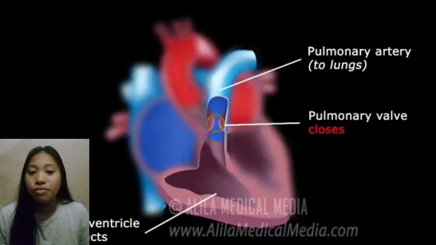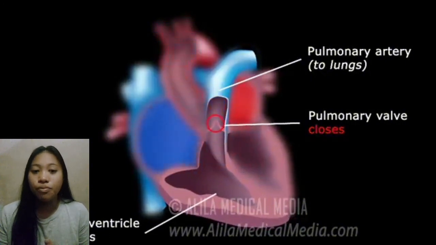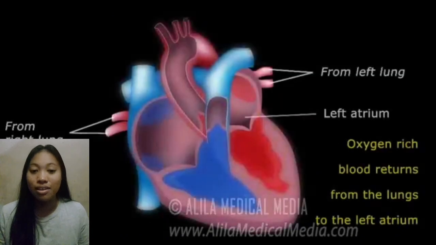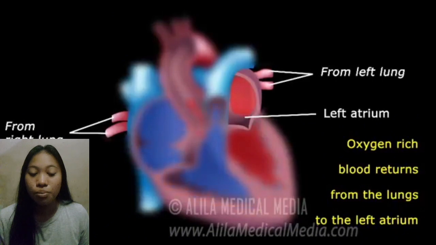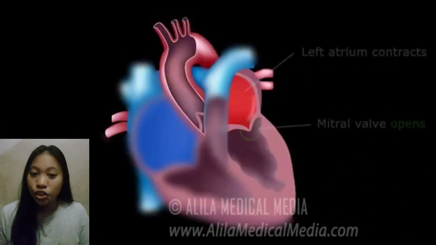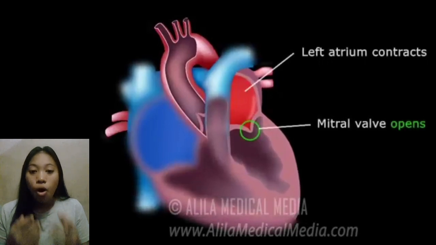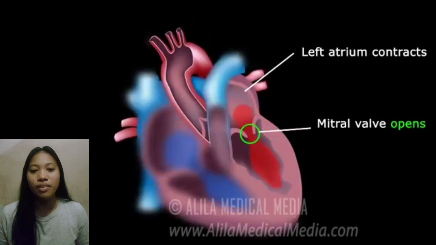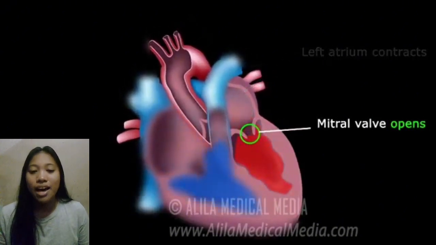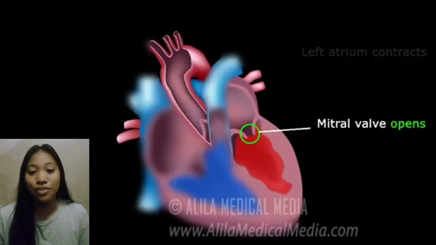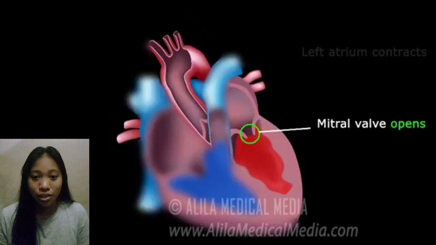The pulmonary valve closes to prevent blood from flowing back into the ventricle, and oxygen-rich blood from the lungs returns to the left atrium of the heart. As the left atrium is filled with blood, it contracts, and the mitral valve opens and blood is pumped into the left ventricle of your heart. This occurs at the same time as the right atrium pumps blood into the right ventricle on the other side of the heart. And as the left ventricle is full, the mitral valve closes.